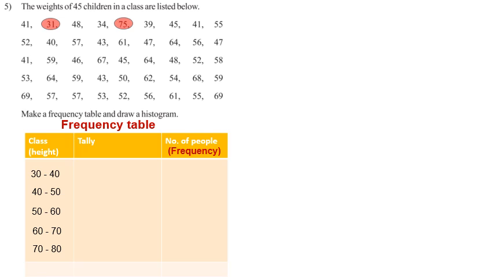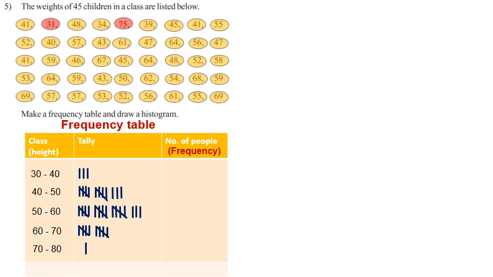Then give tally marks. First is 41. It will come in the class 40 to 50. So give one tally mark here. Second is 52. It will come in the class 50 to 60. So give a tally mark here. And complete all tally columns like this. Then count the tally marks and write in the frequency column. Count 3, 13, 18, 10 and 1. And here the total is 45.